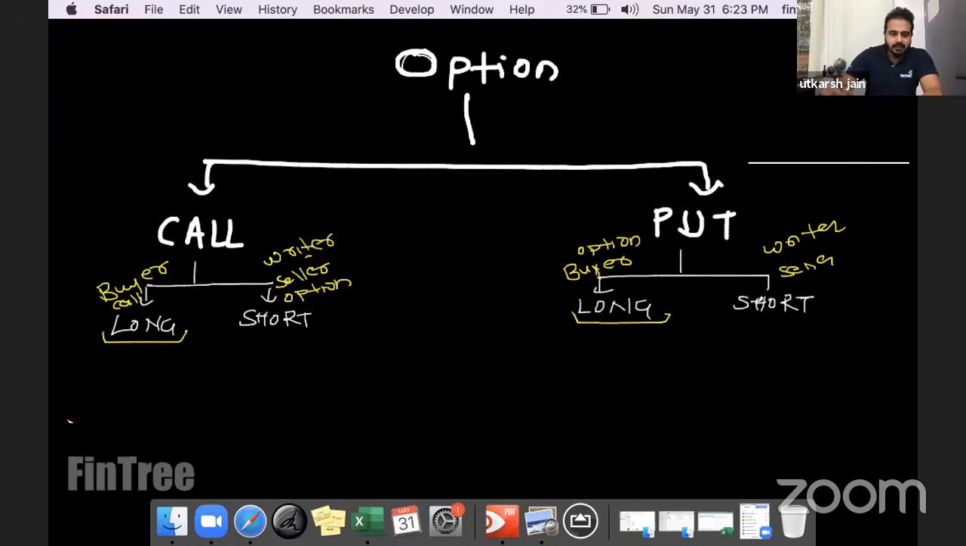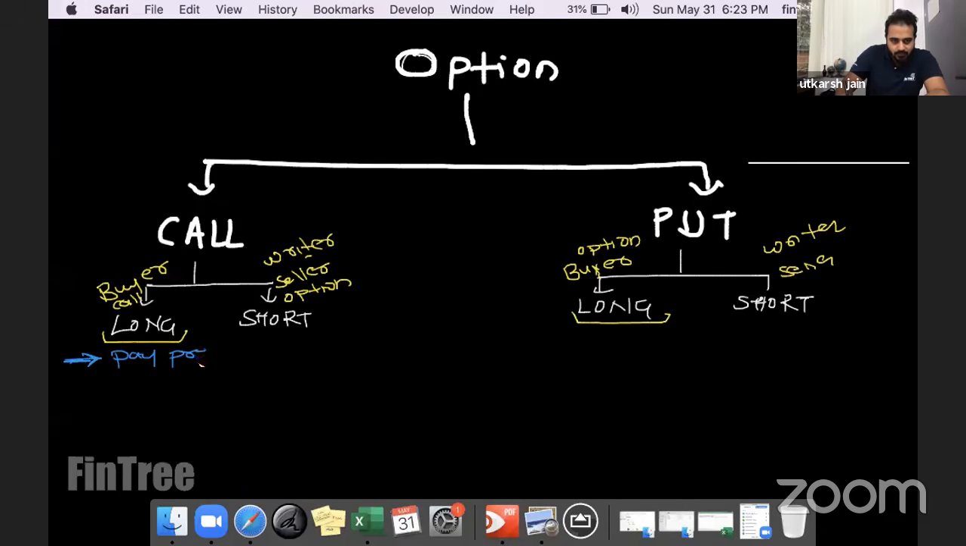Now, this buyer of the call option, does this guy pay premium? Does he pay to the other party, or does he receive from the other party? What do you guys think? Is he a payer or receiver? Payer. So we'll say that this guy will pay premium.